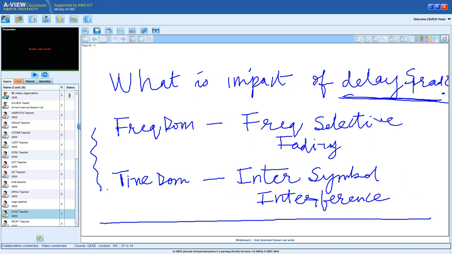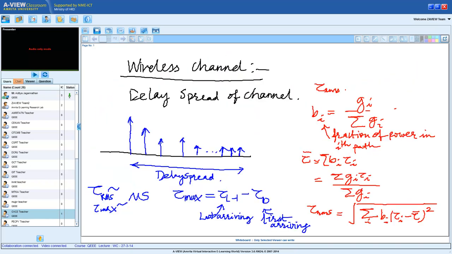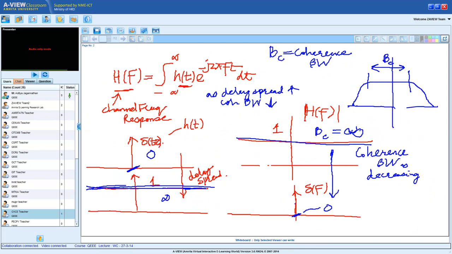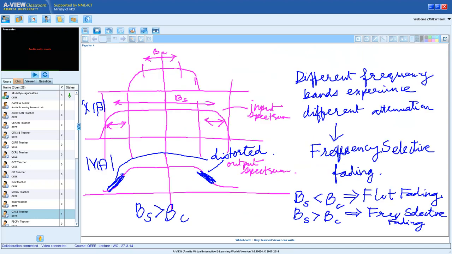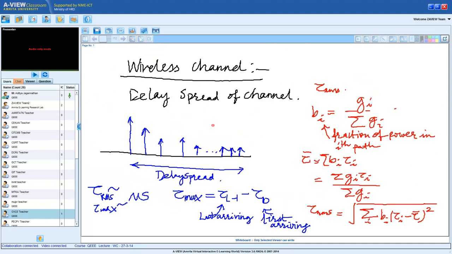Yeah, the recap of today's lecture is basically nothing but simple. Please go over the lecture notes. What we have done is look at some of the salient aspects of how to characterize the delay spread, the maximum delay spread, and the RMS delay spread, and also the concept of coherence bandwidth. What is the coherence bandwidth?